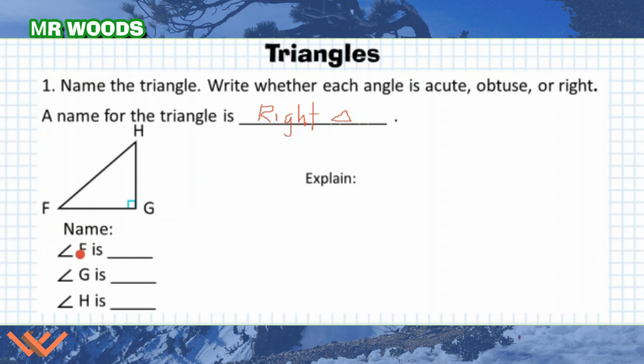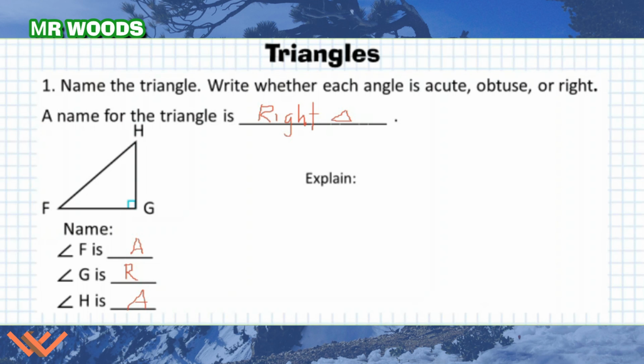Now, let's take a look here. Angle F, that's what that means, angle F. If this is 90 degrees, then these two have to add up to 90 degrees because all the interior angles of a triangle add up to 180 degrees. So these have to be less than 90 each, which means that they're acute angles. So F is acute. I'm going to put down A for acute. G is right, and H is acute as well.